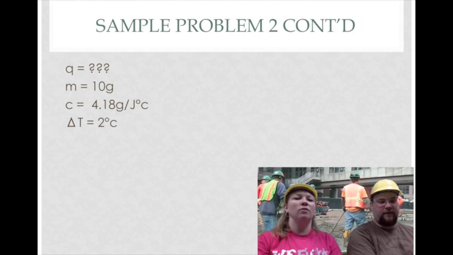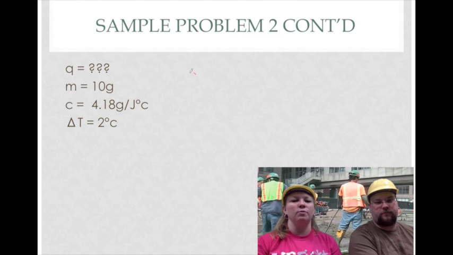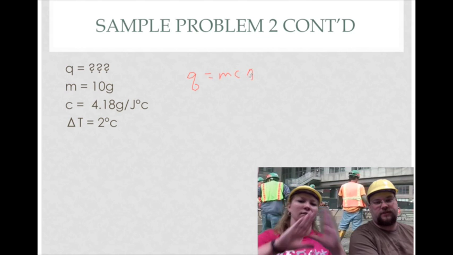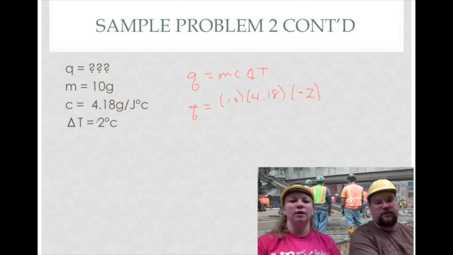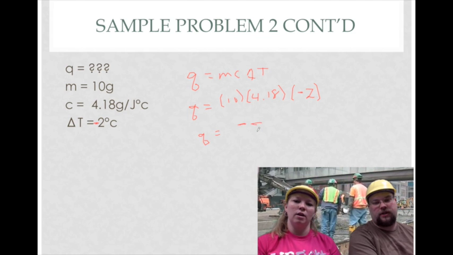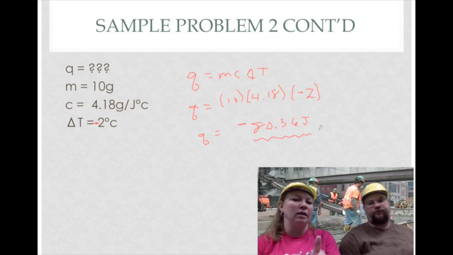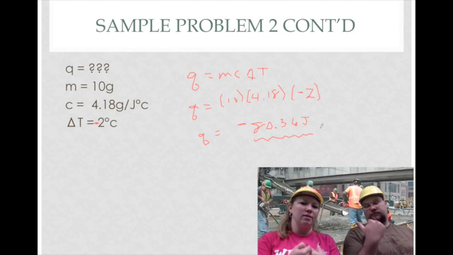We're going to use our MCAT equation, right? Q equals MC delta T. That means Q is going to equal 10 times 4.18 times negative 2. Because it went down in temperature. In this case, Q is going to equal negative 80.36 joules. So now it's a negative because the water lost heat and the sodium chloride gained the heat. Exactly.